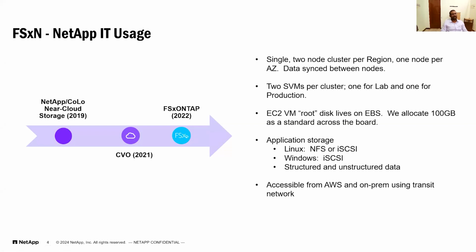FSx ONTAP is fully managed by AWS, and it offers high availability and high durability with single-AZ and multi-AZ deployment options. With the single-AZ option, you can provision a file system in one availability zone, which is suitable for subprod workloads. But in NetApp IT, we use a multi-AZ file system, where 2 nodes are provisioned. Each node is in a different availability zone, and data is synced automatically, which is suitable for our production workloads with high availability. We have 2 SVMs, storage virtual machines, provisioned.